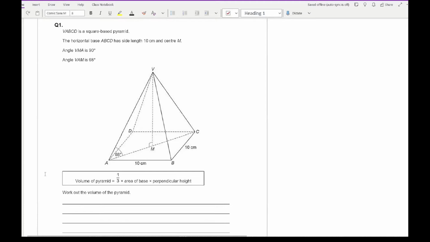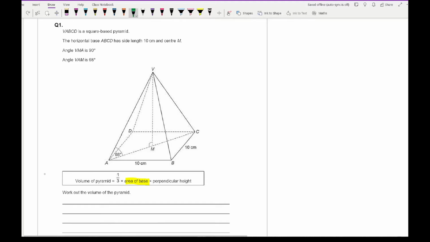Now, question 1 says that VABCD is a square-based pyramid. The horizontal base ABCD has a side length of 10 centimetres and a center of M. Angle VMA is 90 degrees and angle VAM is 68 degrees. And it's given us the volume of a pyramid, which we would expect because it's a complex 3D shape. The question is asking us to work out the volume of the pyramid. Looking at the formula, we need to know the area of the base, which is not a problem because that is a square, but it's the perpendicular height that is missing for us to straight away work out the volume of this pyramid.